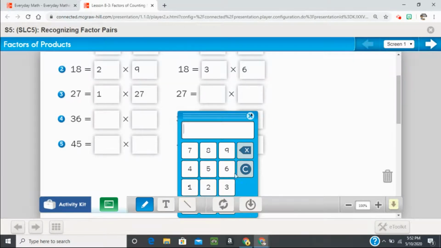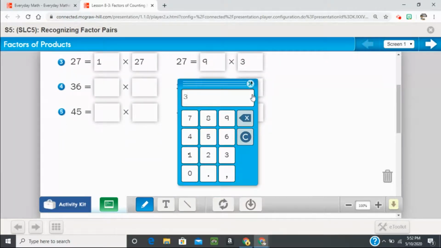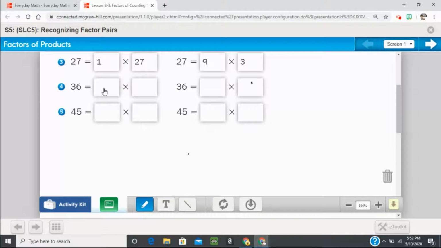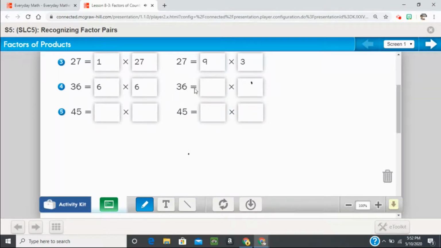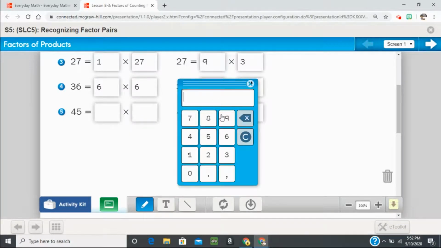Also on 27, I know that I can fit 9 in there. My 9 facts I know because I could do those on my fingers. I've taught you that trick in class. 9 times 3 is 27. Over here, 36. Well, that's a double fact. I know that 6 times 6 is 36. And then over here on this one, let's do that 9 again because I know my 9s. It's 9 times 4.